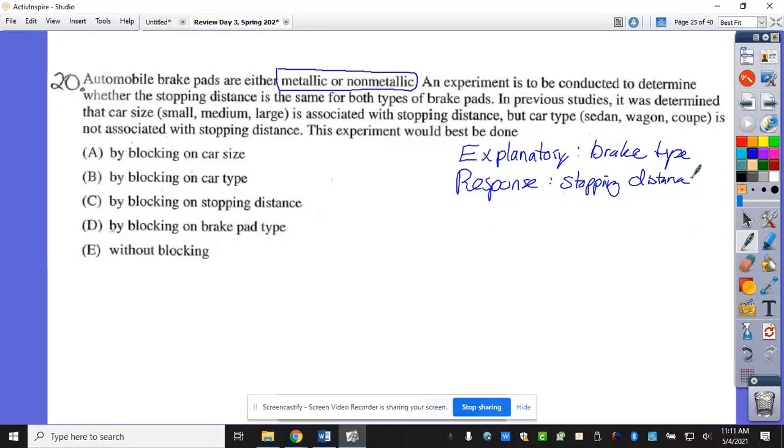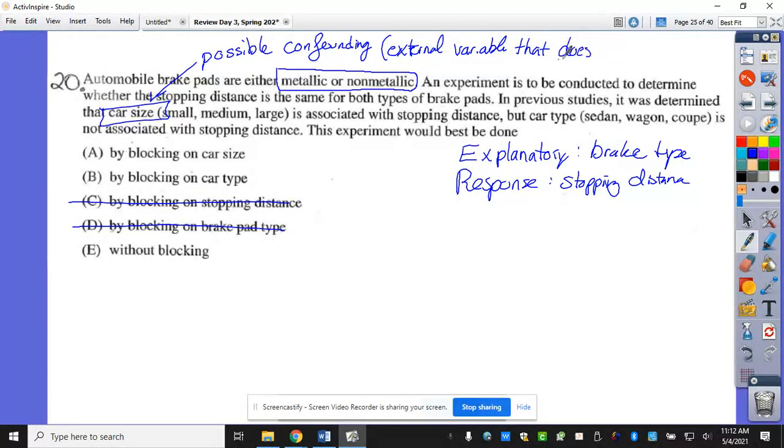All right, so let's look at just what we wrote over there. Do we want to block on our explanatory variables? No, we're testing our explanatory variable. Do we want to block by our response variable? No, I don't want to group you by how you're going to respond. So here, car size is associated. Car type is not. So which one is going to affect our response variable? So this could possibly be a source of what? That's an external variable that would affect our response variable. So do we want to block on that one or the one that doesn't affect it?